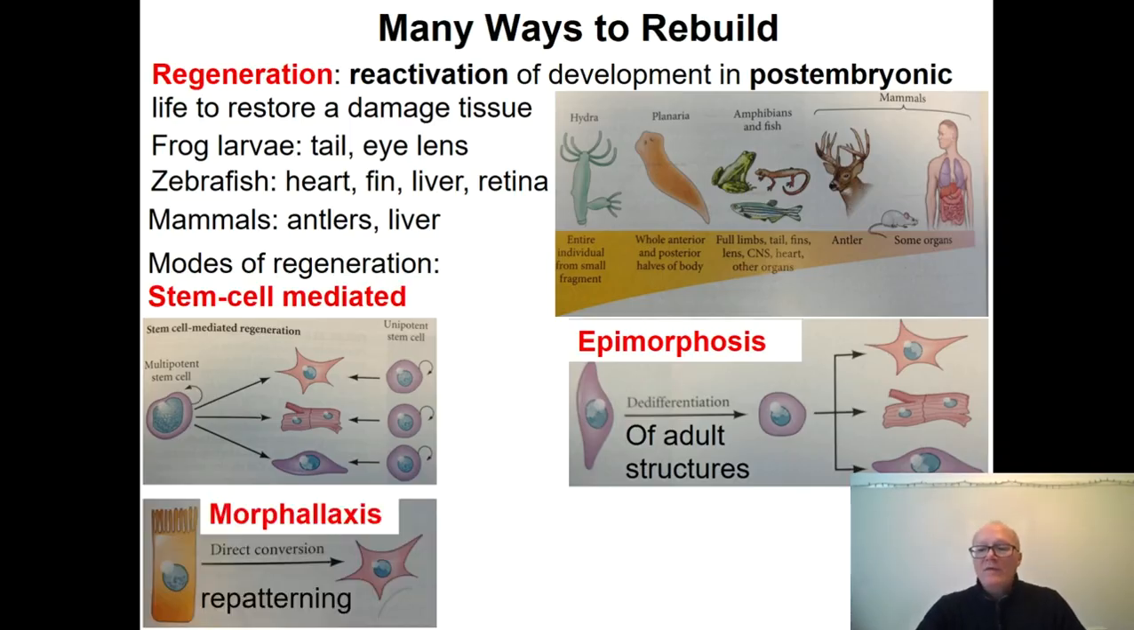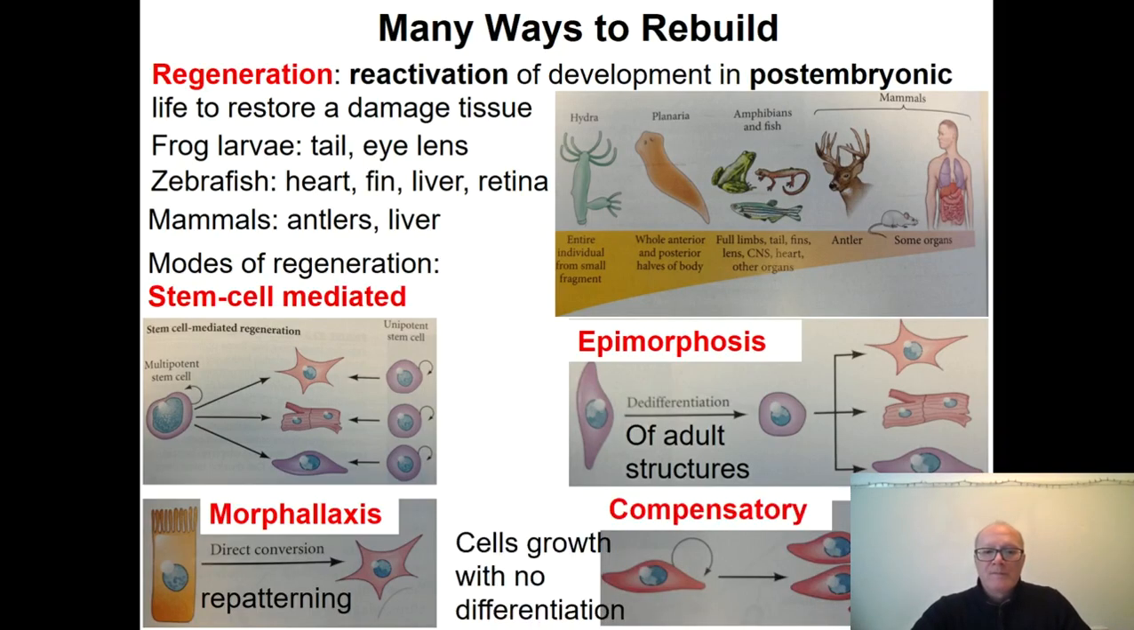Morphallaxis. In morphallaxis, which is a kind of repair system that we find in Hydra, the adult cells do not dedifferentiate, but they assume a different adult identity. So they don't dedifferentiate into stem cells, but they become different kinds of cells. However, in morphallaxis, we don't have much proliferation, contrary to epimorphosis, where we have a lot of proliferation.